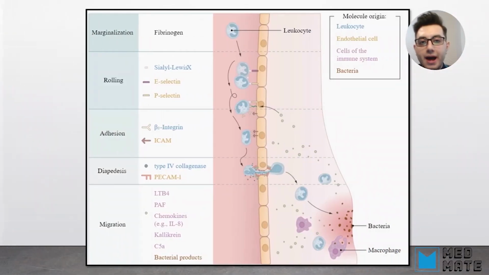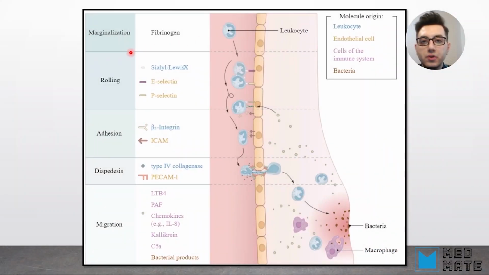So I want to show you how it all works. I told you the first step is margination, and margination happens after vasodilation in postcapillary venules, and these leukocytes or neutrophils encounter these E-selectin and P-selectin molecules on the endothelium. You have to know that leukocytes grab onto these selectins via sialyl-Lewis X receptors, and that causes the rolling.